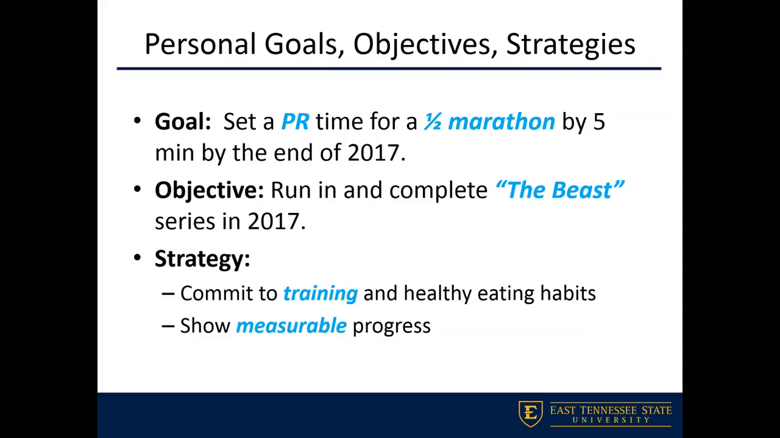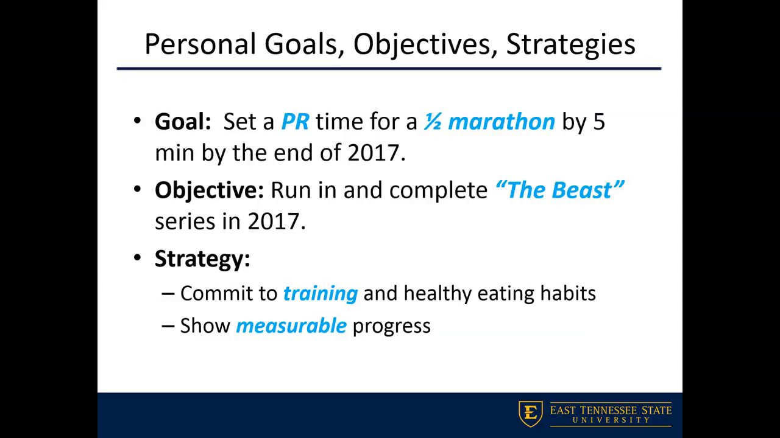So the strategies I'm going to use to help achieve my objective, which will help achieve the goal, are going to commit to training and healthy eating habits, and show measurable progress. And we'll go over kind of what I mean by measurable progress and how I plan on doing those things here in just a second. But you can see kind of how strategies feed into objectives, help achieve objectives there, and then how those objectives, by achieving them, will help achieve your overall goal.